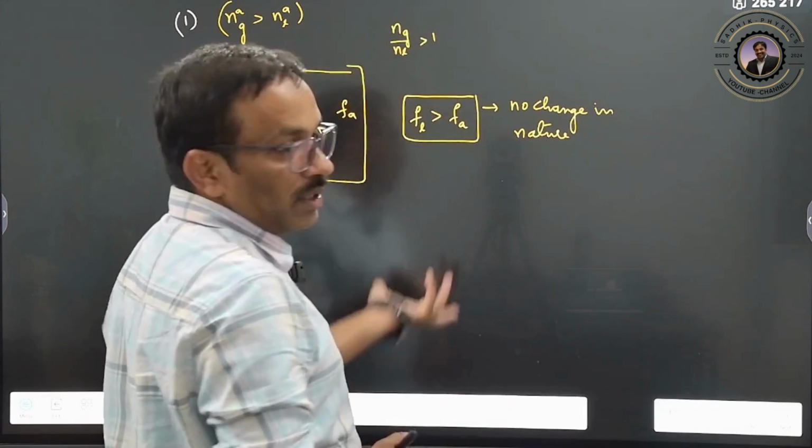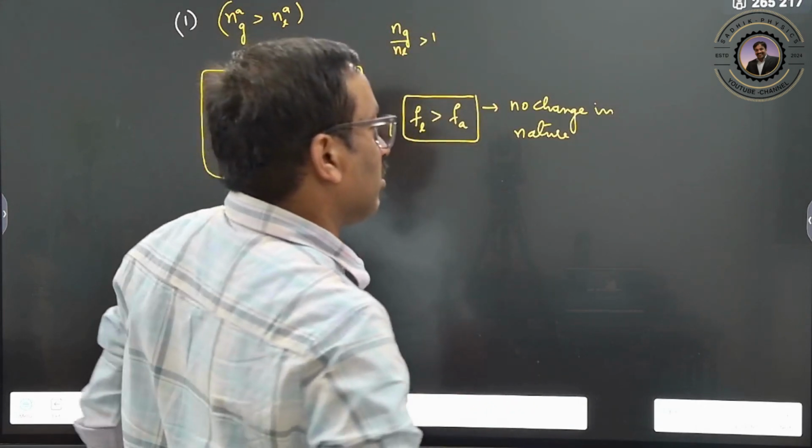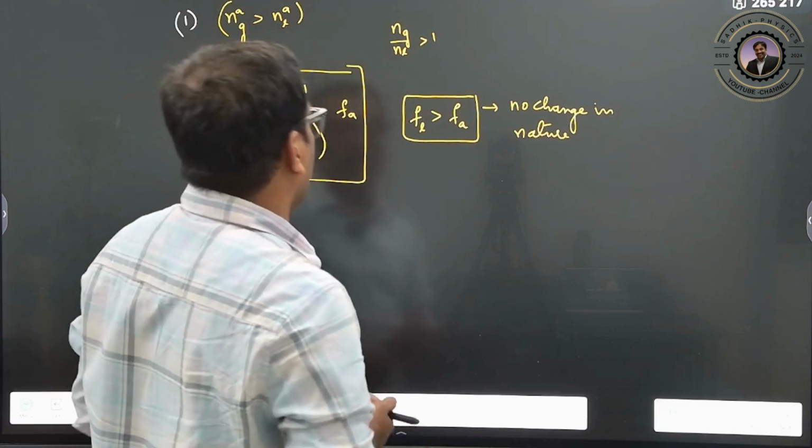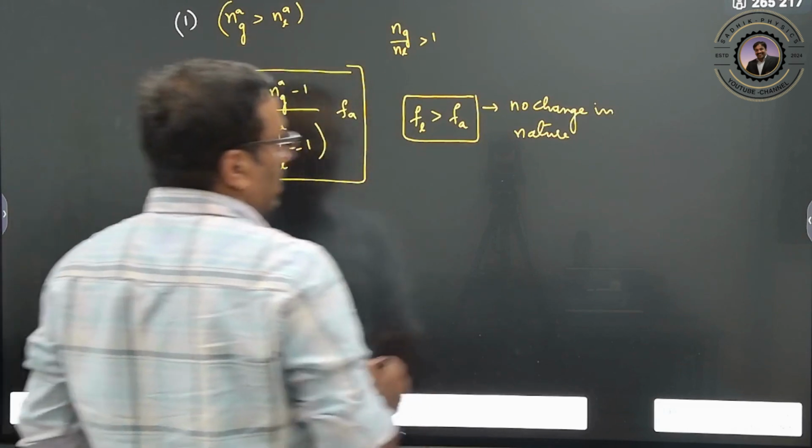So if you are immersing the diverging lens, it will still behave like a diverging lens, but the focal length will be larger. Clear? So there is no change in the nature. That means what will happen now?